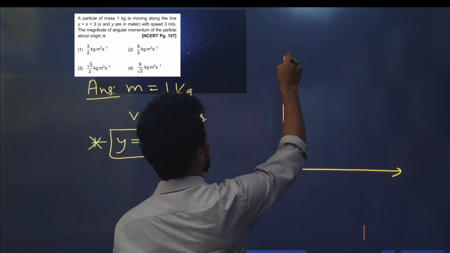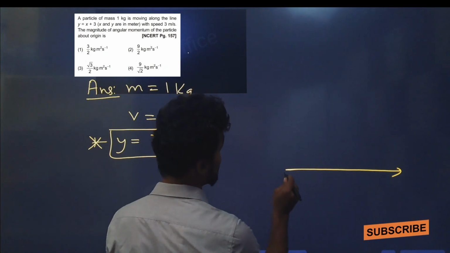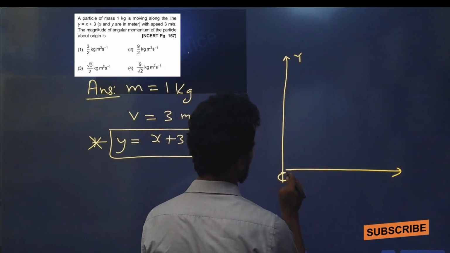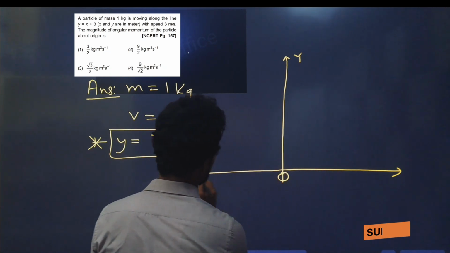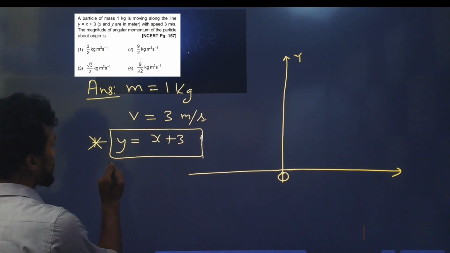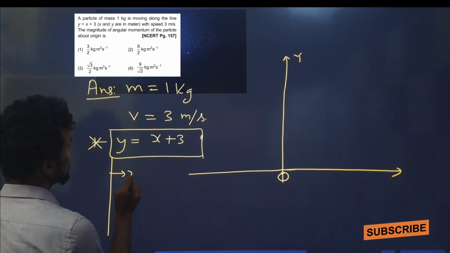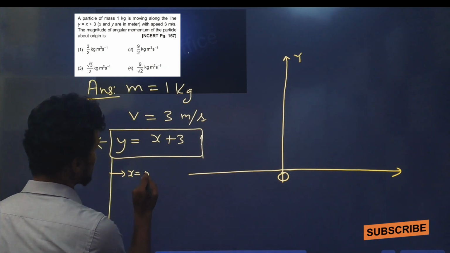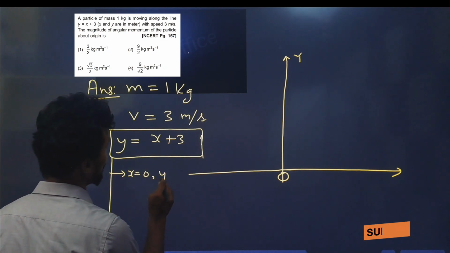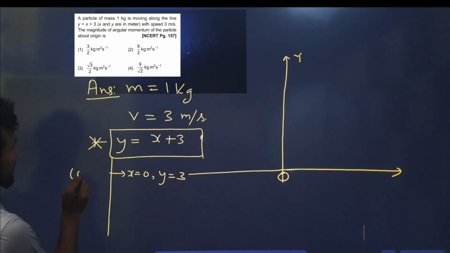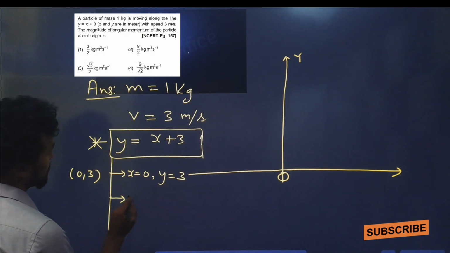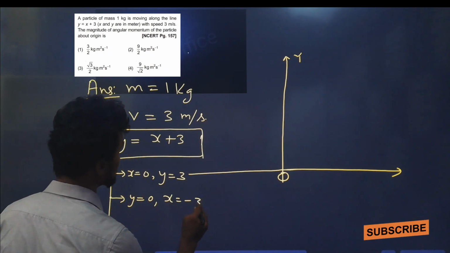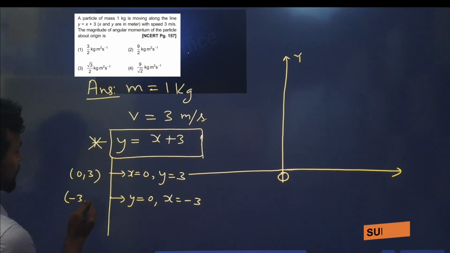Okay, here I have drawn the diagram. Now this is O, and this side also we will extend somewhat. Now y equal to x plus 3 means, if x equal to 0, then y how much? Y is 3. That means we are getting one point, (0, 3). Similarly, if y equal to 0, then x how much? X is minus 3. That means we are getting another point, (minus 3, 0).